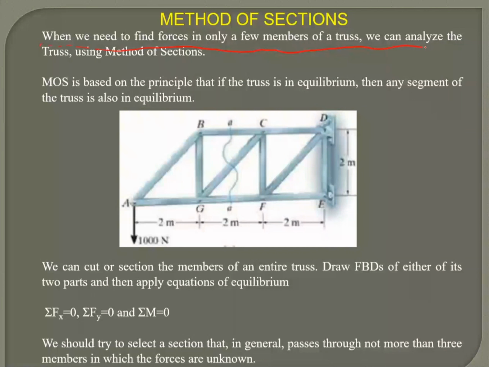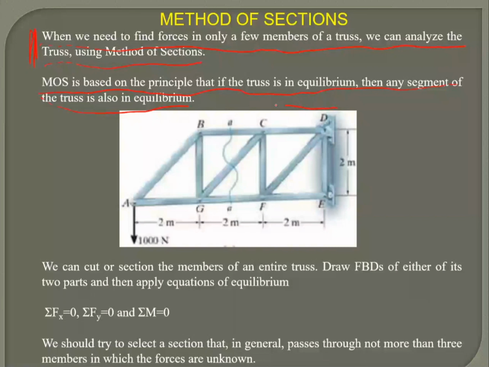It's a very vague statement. You use method of joints also when you look at the section. But anyway, method of section is based on the principle that if the truss is in equilibrium, then any section of the truss is also in equilibrium. If the whole stuff is in equilibrium, every part, small part, every member, every joint is in equilibrium.